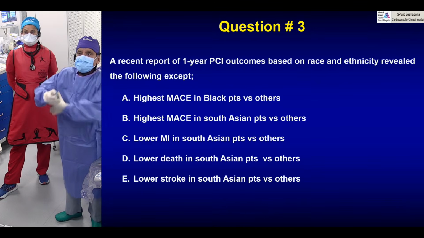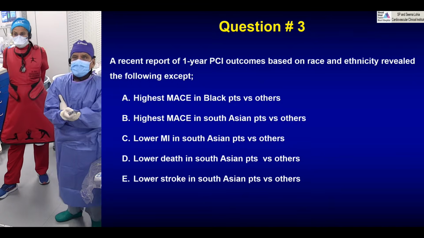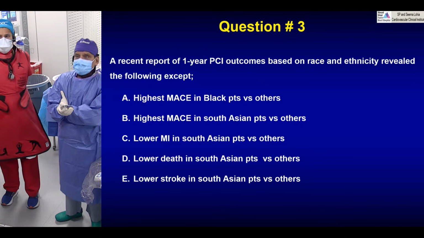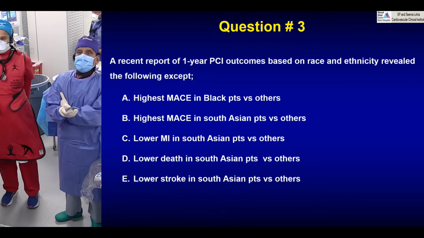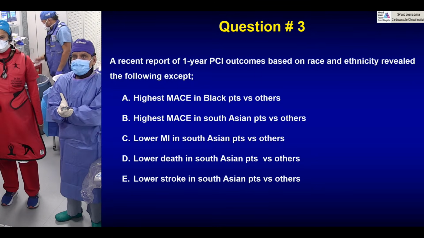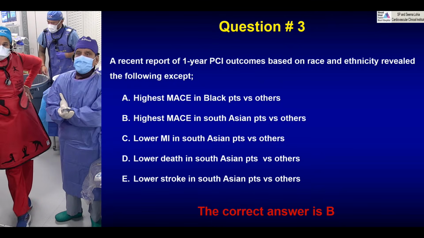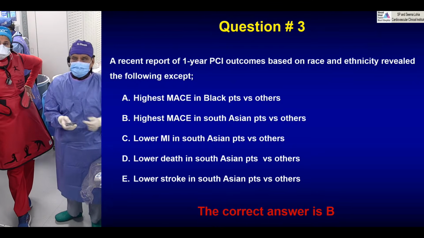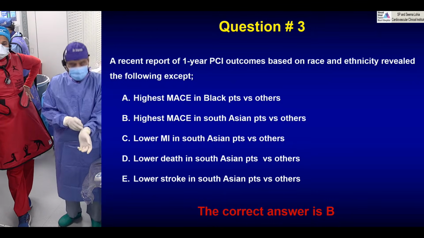The third question, the recent report of 1-year PCI outcome based on race and ethnicity revealed the following except: highest MACE in black patients, highest MACE in South Asian patients versus others, lower MI in South Asian patients versus others, lower death in South Asian patients versus others, lower stroke in South Asian patients versus others. The answer there is B. Highest MACE in South Asians, no. It was the lowest MACE after PCI in South Asian patients compared to others. With that note, I conclude my presentation.